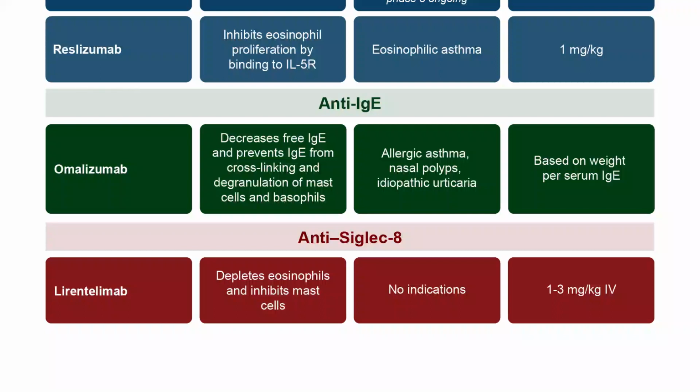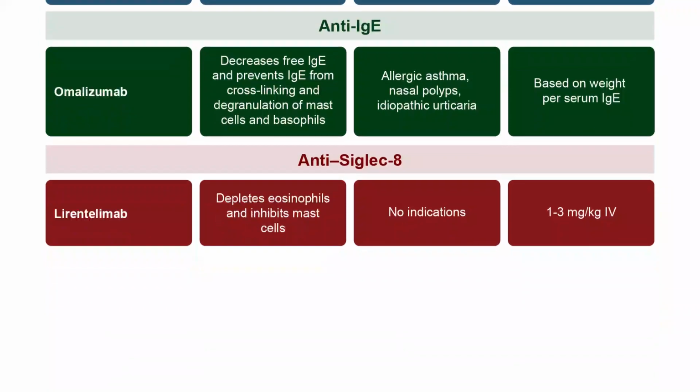Lirentelimab depletes eosinophils and inhibits mast cells. Although it currently has no indications, a phase 2 study looking at it in eosinophilic gastritis and duodenitis was very positive. In phase 3 studies that are ongoing, depletion of blood eosinophils has been shown. It is also dosed intravenously.